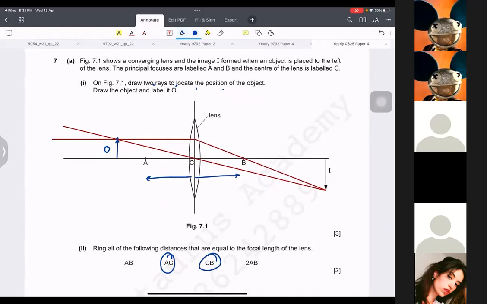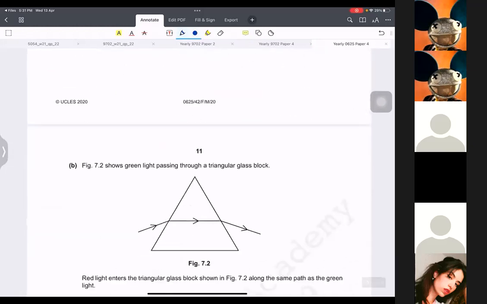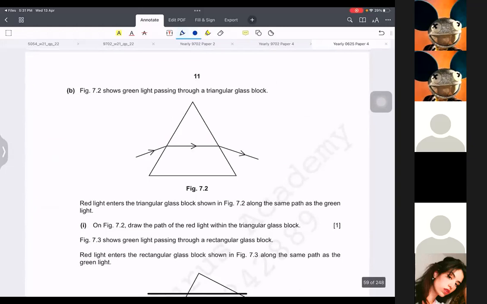Any questions? All right. Now, in this one, red light enters the triangular block along the same path as the green. Draw an arrow to show the red light. So basically, this is green light, and red has a longer wavelength. So red basically refracts less and disperses less. So it should be somewhere here, like this, and starts dispersing from the point it enters. Start from here.